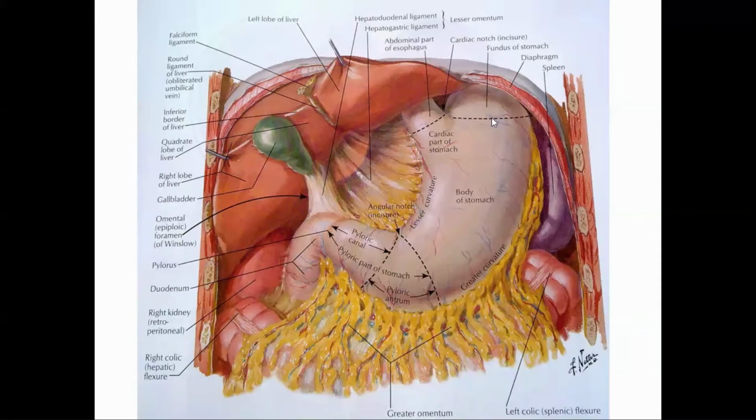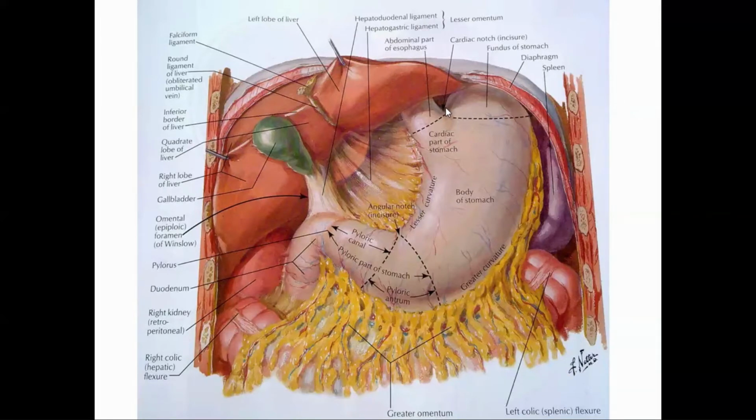And this lesser omentum has two parts. They are the hepatogastric ligament and the other is the hepatoduodenal ligament. Hepatoduodenal ligament and hepatogastric ligament.